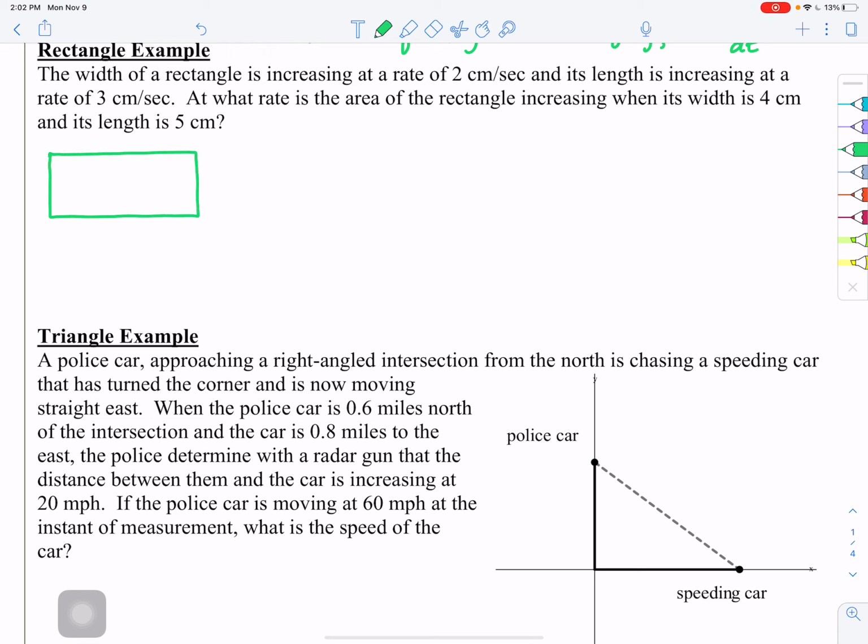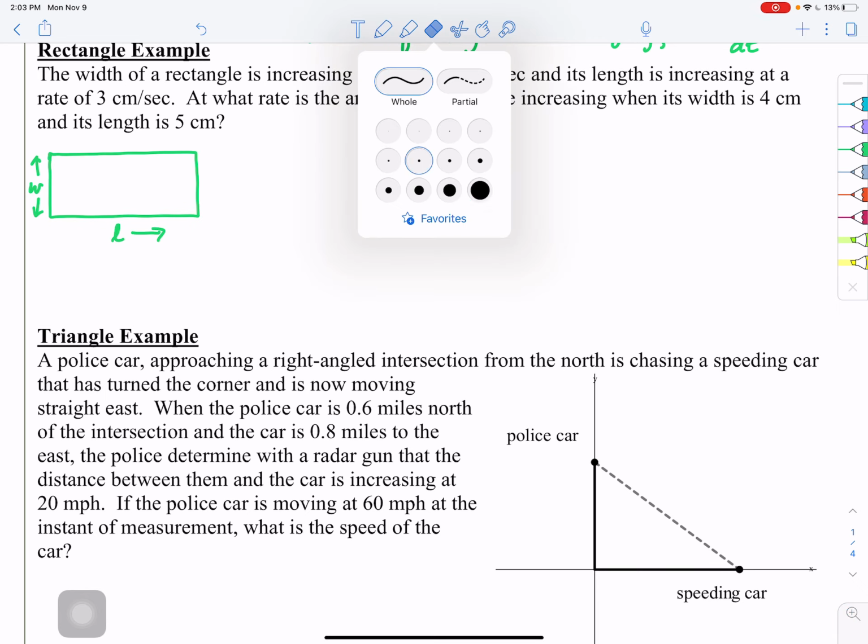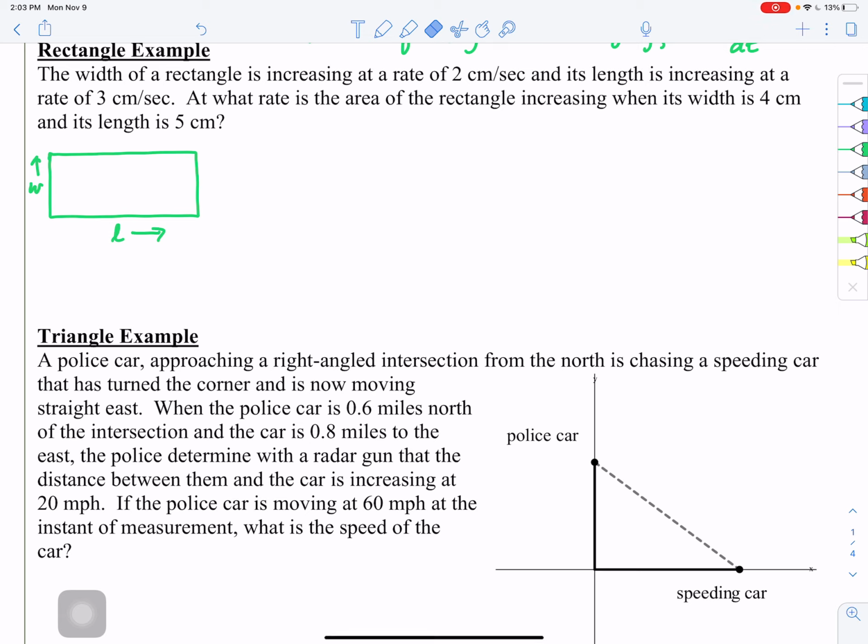I think the best way to solve these problems is to draw a picture. So I have a length of my rectangle and a width. And it says that the width is increasing. And it says that the length is also increasing. Let me just put it in one end. Whoops. Let me get a smaller eraser. Okay, so the width is going up and the length is going up.